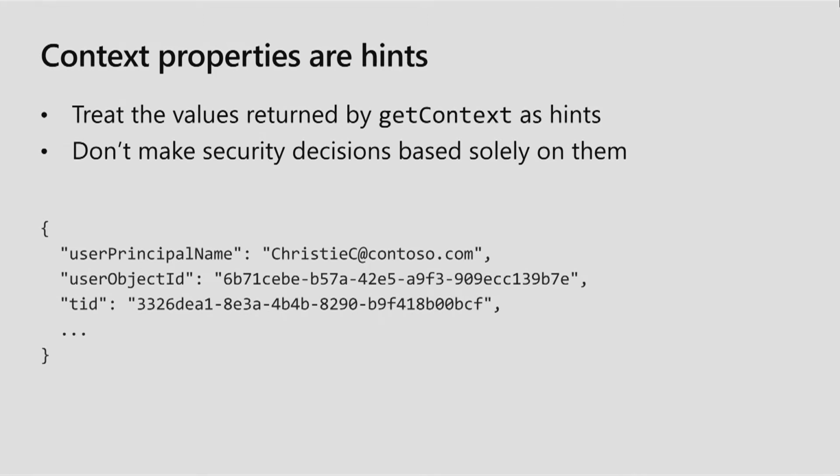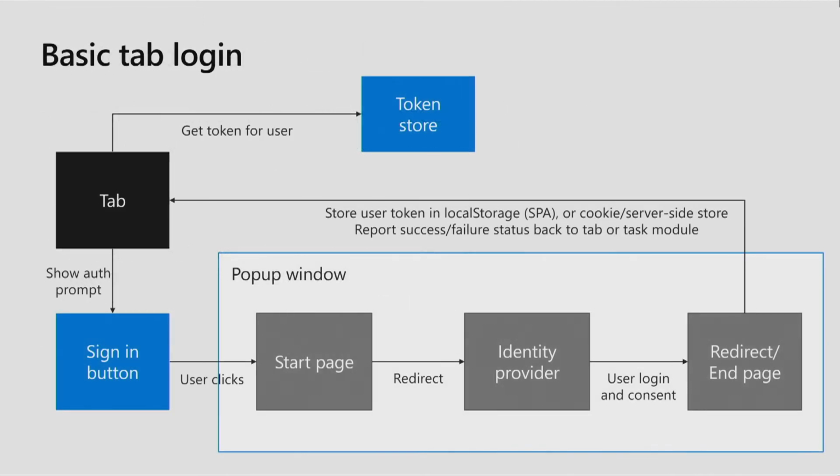All right, so what does that look like? The auth flow for a tab is very similar to the pattern that we have for bots. The tab prompts the user to sign in by showing a button on the page. And then when the user clicks that button, it calls a method in the Teams SDK called authenticate to launch the flow inside the pop-up. At the end of the flow, the last page in the pop-up will call either notifySuccess or notifyFailure to close the pop-up and send the result back to the waiting tab.